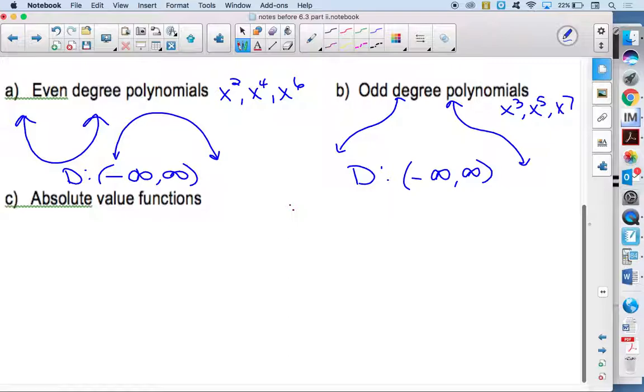The last one here, absolute value function, we briefly talked about on Friday. Does anybody remember what that graph looked like, Kate? Yeah, that was the V. Kate, what would the domain of an absolute value graph be? Yep, negative infinity to positive infinity.